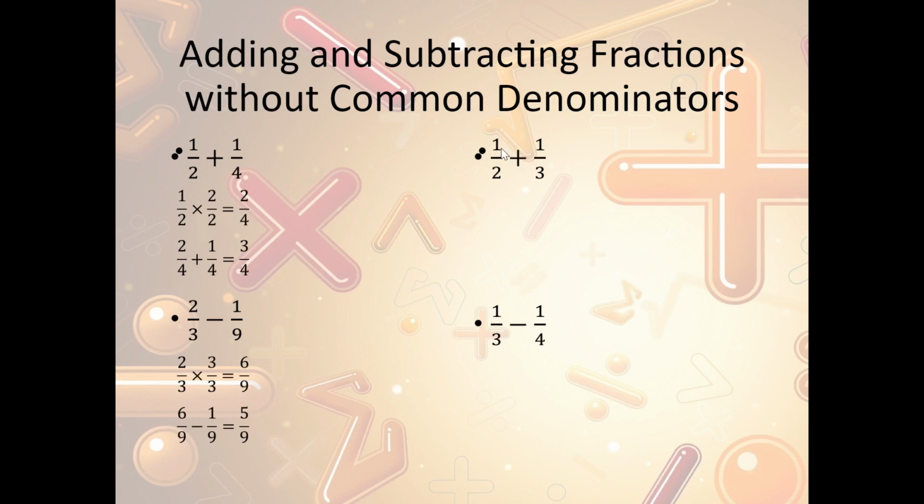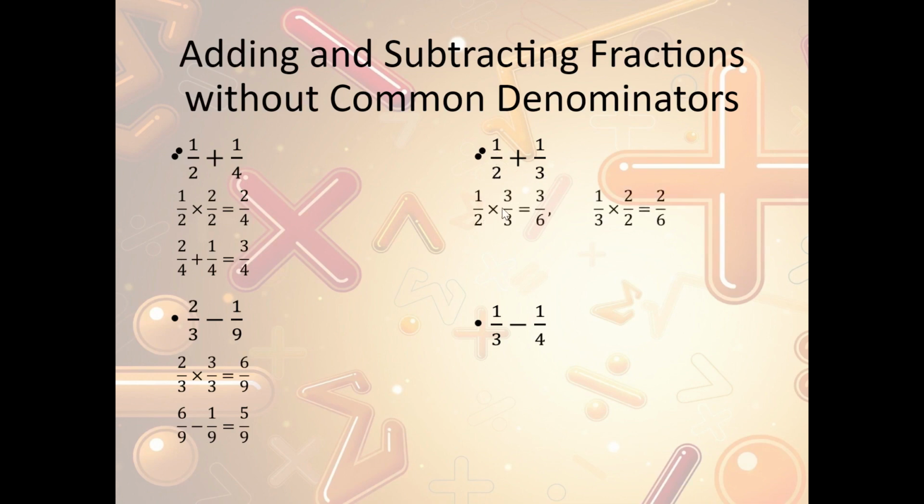Now, if we get a situation like this, so 1 half plus 1/3, I can't multiply 2 by anything to get 3. So I'm going to have to multiply both. I'm going to multiply this one, top and bottom, by 3. And I'm going to multiply this one, top and bottom, by 2. And that should give me a denominator of 6. So let's go ahead and do that.